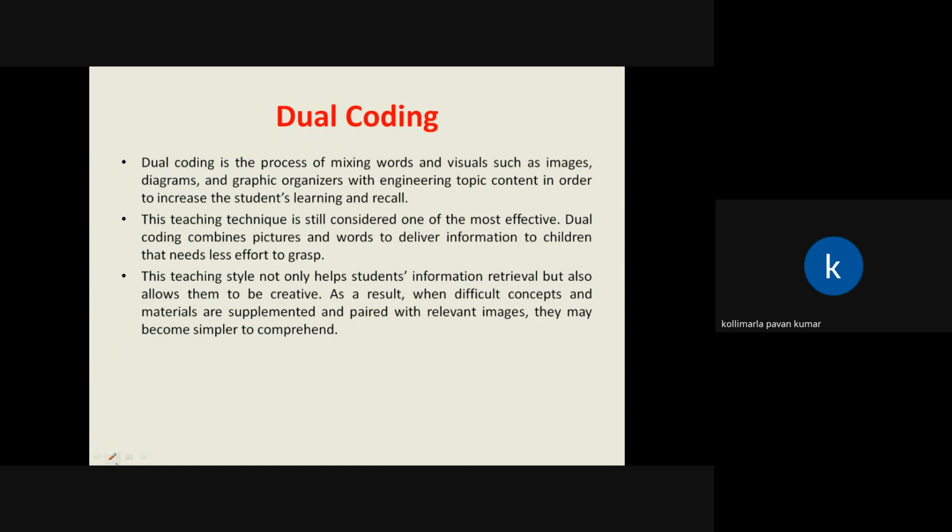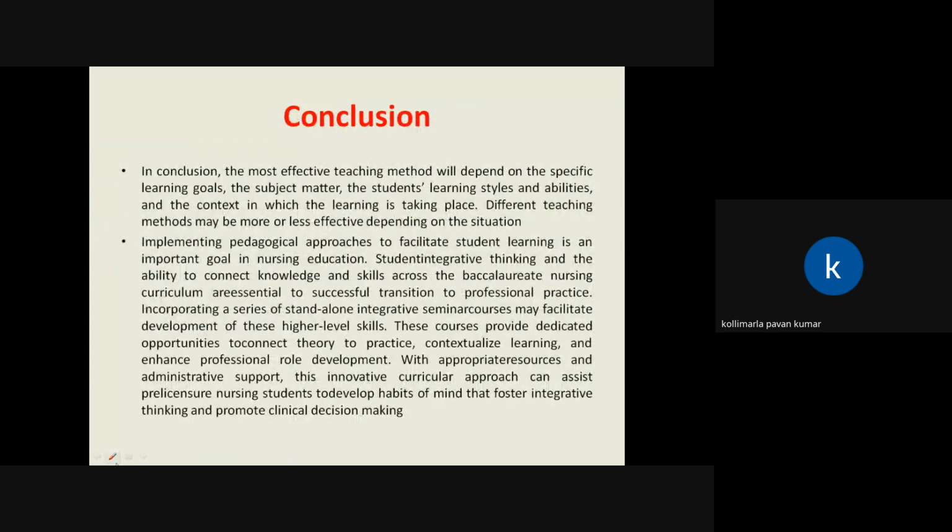So this dual coding becomes most effective because the content will be available with respect to that image. Pictorially, at the same time, the words can be relevant and deliver more information to the students that needs the lowest effort to grasp. So this teaching style not only helps students in information retrieval but also allows them to be creative and think creatively by visualizing the image. As a result, difficult concepts and materials can be delivered smoothly with the relevant images.